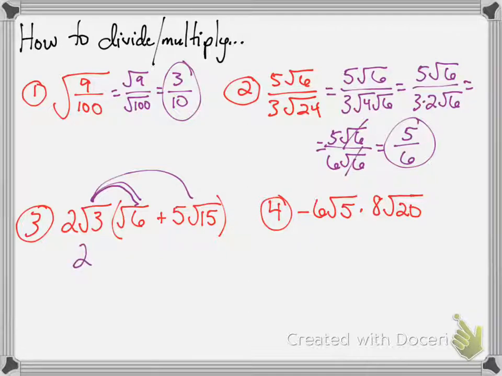Square root 3 and square root 6 will combine back together because they're both under the radical and make square root 18. Now we look at the second one, 2 square root 3 times 5 square root 15. 2 and 5 go together because they're both on the outside, and we are multiplying, so 2 times 5 is 10. Square root of 3 and square root of 15 multiply together because they're both under the radical, so that makes square root 45.